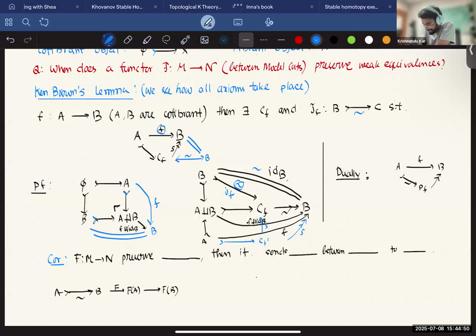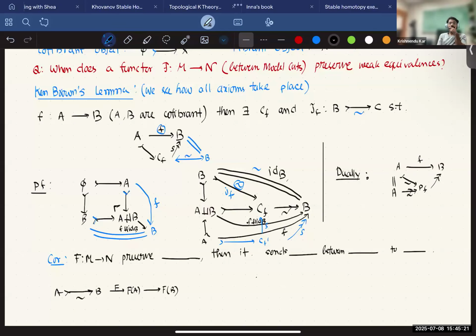Anyway, and dually, let me write this dual picture here. Dually, if I have a map and this guy is your trivial cofibration, if you factor them like this, then there exists an object PF and a map from PF to A, which is a trivial fibration, making the diagram commute. So this is the dual version of Kan-Brown's lemma, proved in a similar way.